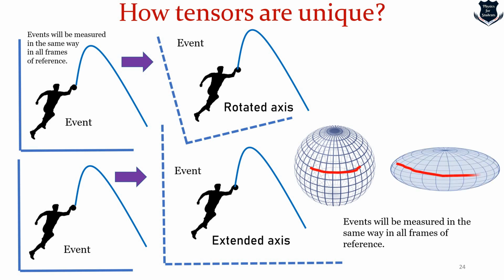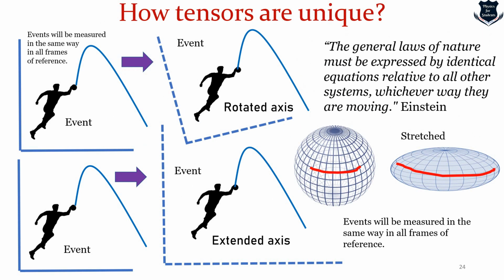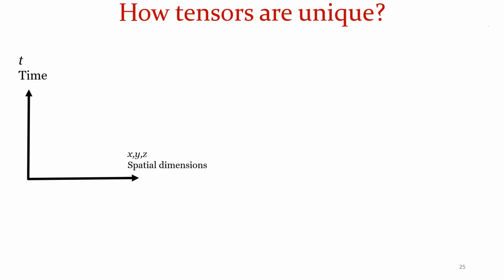If I stretch it, it becomes an oblate spheroid, and from this structure, when it expands and gets stretched, the red line also gets stretched. However, the information stored and the measurement will be the same. This is the famous quotation of Einstein: the general laws of nature must be expressed by identical equations relative to all other systems, whichever way we are moving. So it is moving in whichever way, getting stretched, squeezed, and so on, but the laws of nature must be expressed in identical equations. This is another very important feature of why tensors are unique.